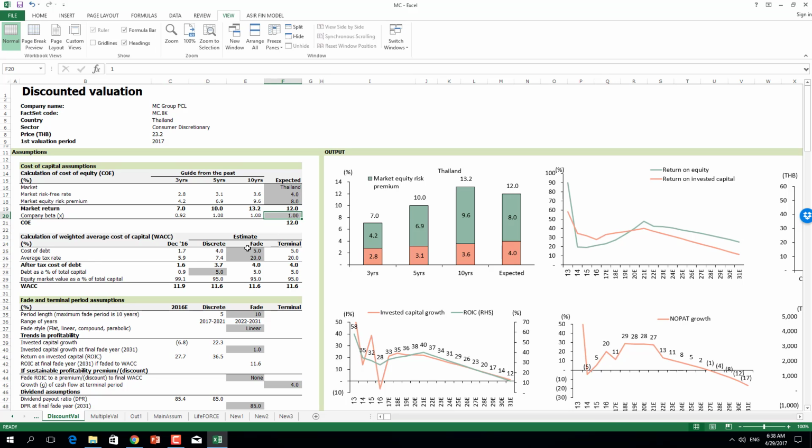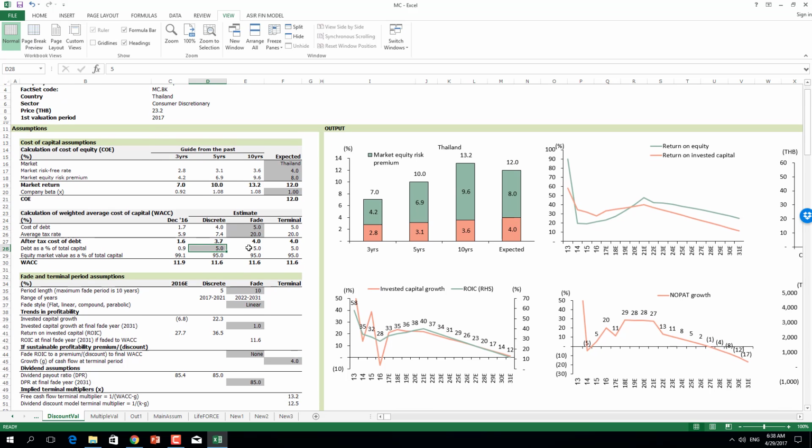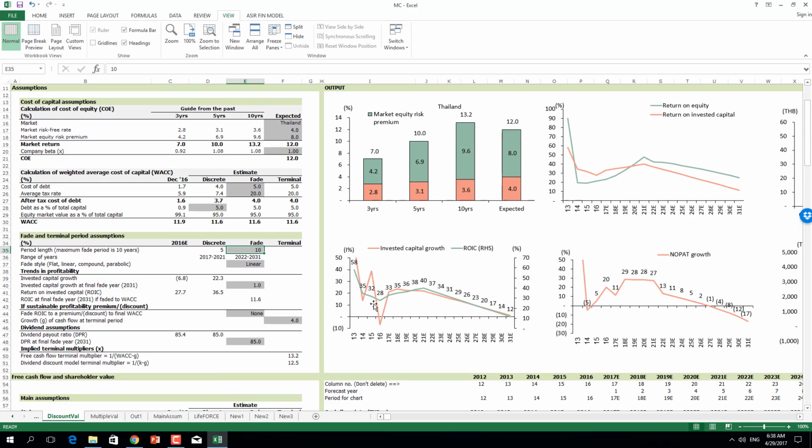And then after that, it's cost of debt, average tax rate, the debt as a percent of total capital, and then you've got to think about a fade period. The fade period says that we need to think about that company's profitability, in this case return on invested capital, and that eventually it's going to fall. No company can maintain a super high level of profitability forever. And so we fade it down, and we give you some choices. You can put in 3, 5, 10.